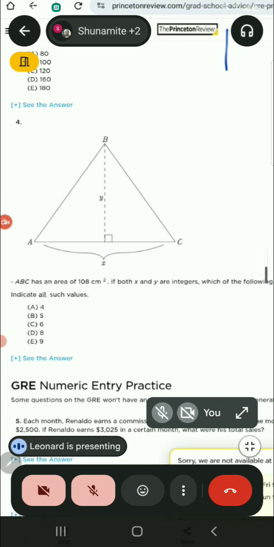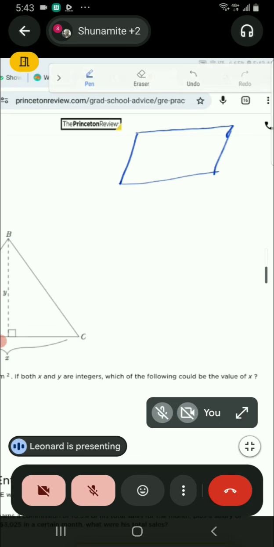The evolution of area, if you want to understand it better, you go back to the parallelogram. So this is a parallelogram. A parallelogram is a geometric shape whose opposite sides are parallel and equal.